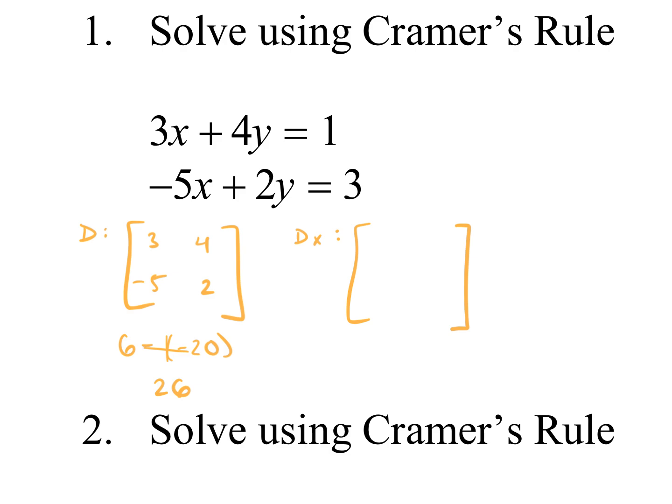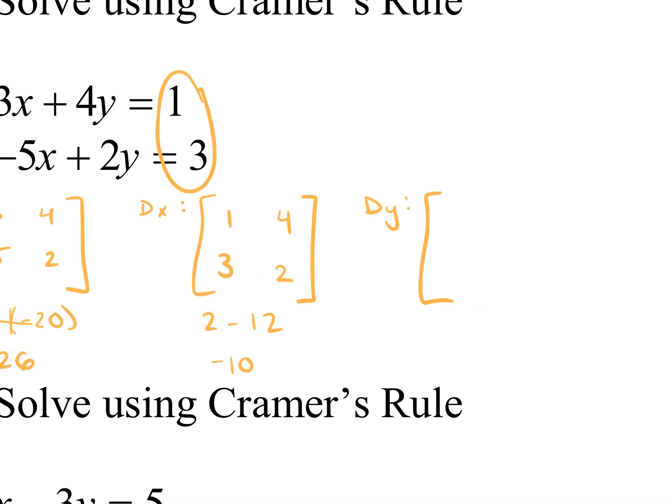To find the determinant of our x, we're going to put the answers in the x column. So 1, 3. Y column stays the same, 4, 2. Majors minus minors, so 2 minus 12 would be -10. And then the determinant of the y, the answers go in the y column now, so 1, 3 goes in the y column. The x's stay the same, so 3, -5. This would be 9 minus -5, or 9 plus 5 would be 14.